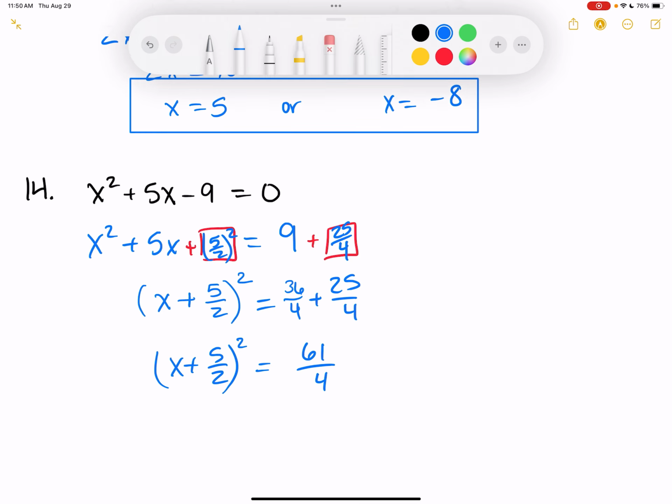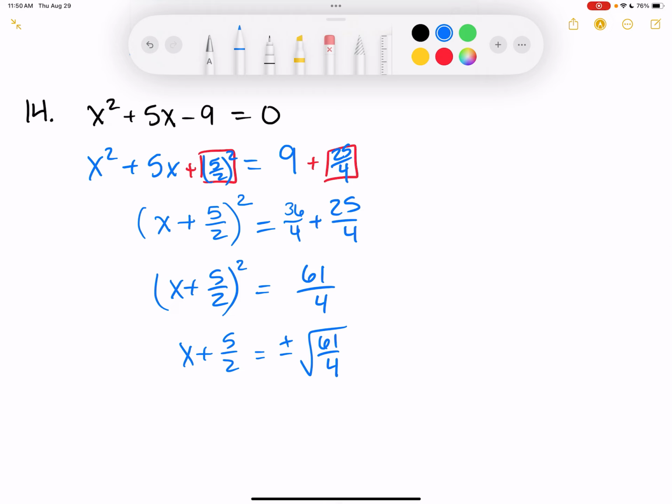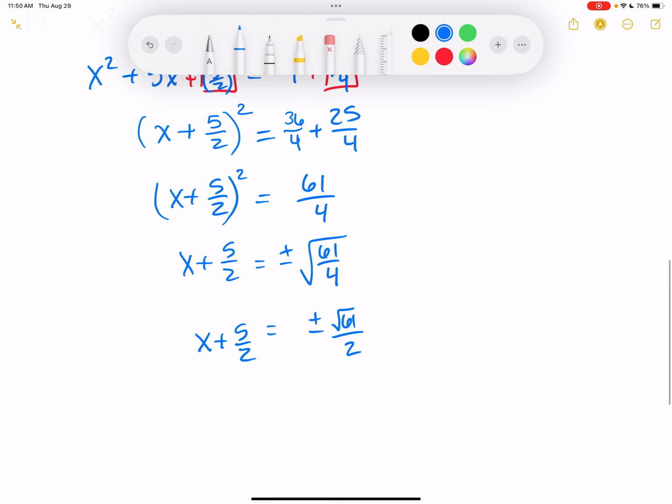So now it's just back to the stuff we were just doing. Take the square root of both sides. So x plus 5 halves equals plus or minus the square root of 61 over 4. Now with this one, we have a number on the bottom that is a perfect square, so I am going to rewrite this one as, on this side, plus or minus the square root of 61 over 2. And then I just need to move that 5 halves over. So x equals negative 5 halves plus or minus the square root of 61 over 2.